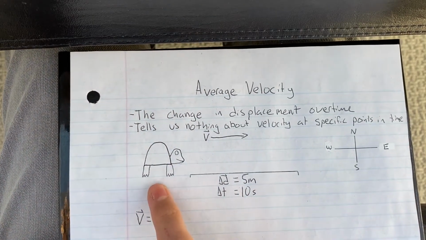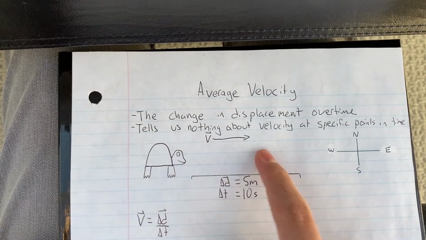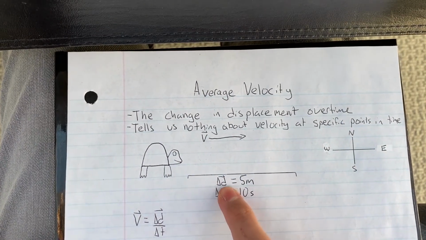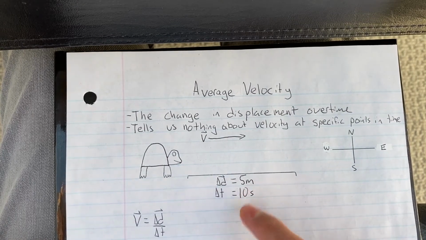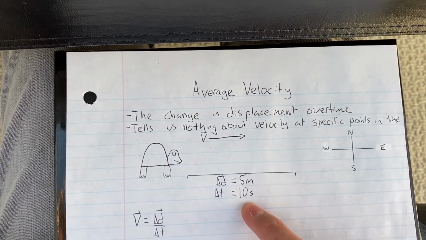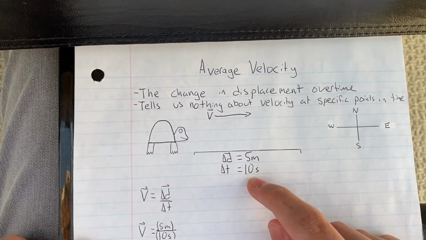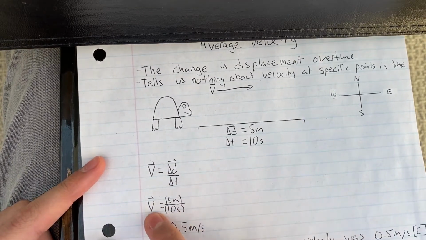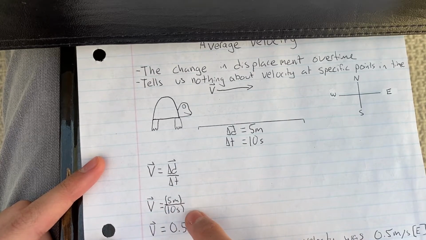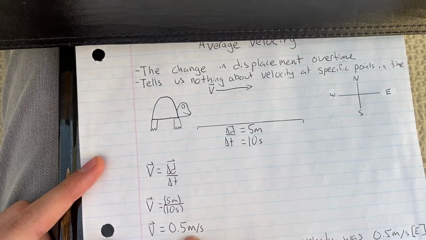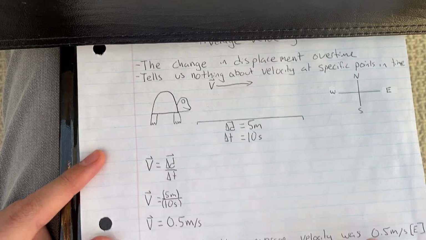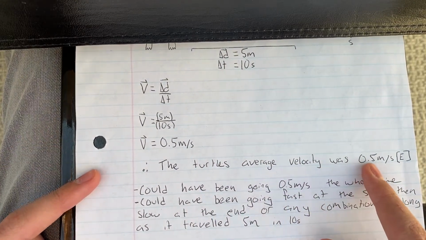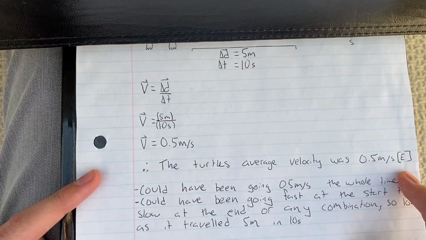So say we have a turtle who is moving east on this plane. All right, he displaces 5 meters in a time of 10 seconds. So we take the formula for velocity, which is velocity is equal to displacement over time, and then we get velocity equals 5 meters over 10 seconds, and that's 0.5 meters per second. So we would say that the turtle's average velocity was 0.5 meters per second to the east.